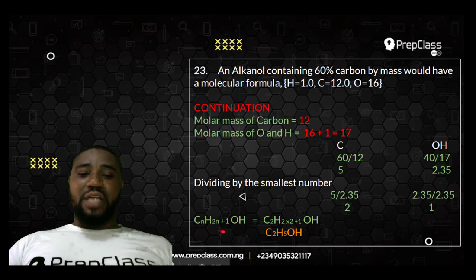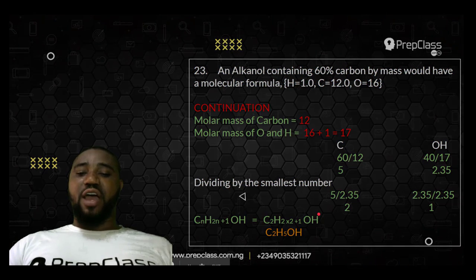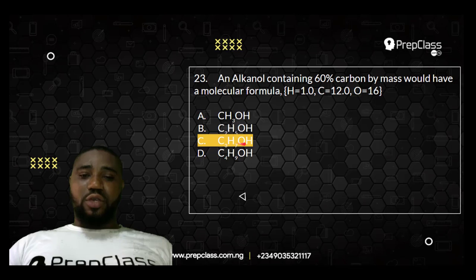So very simple. For the general molecular formula CnH2n+1OH, the N here is the 2 that you've gotten. N represents an integer. So CnH2n+1 becomes C2H(2 times 2 plus 1)OH, and of course that gives you C2H5OH.